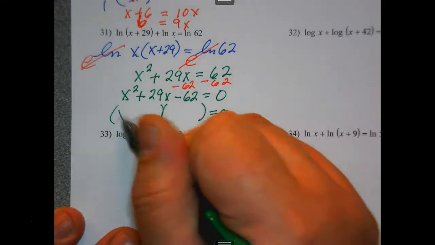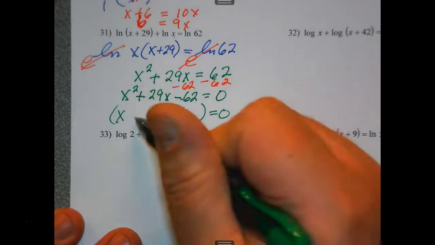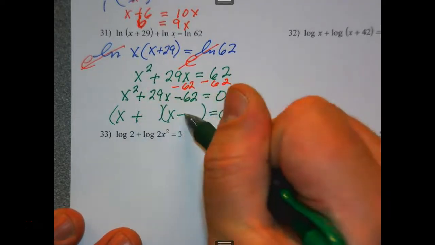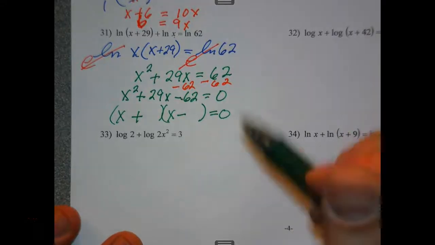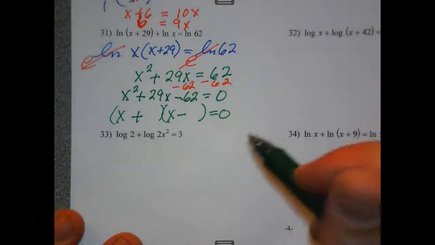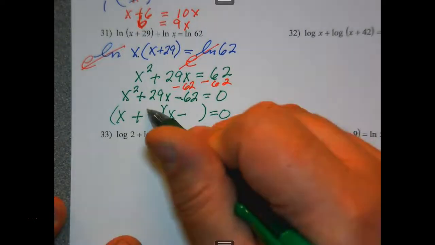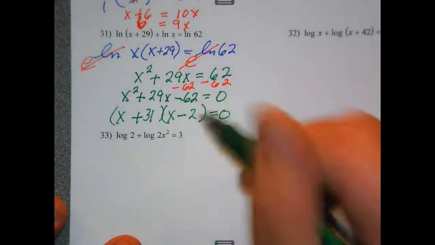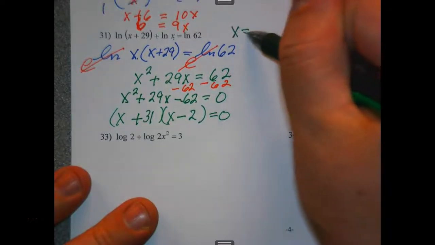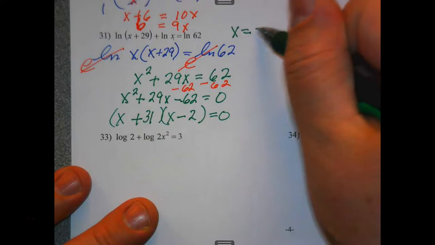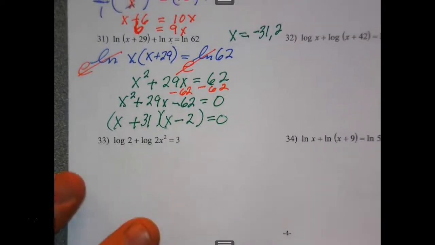Only way to get x squared is x times x. This is a minus. They multiply to a minus, so I have to use a plus and a minus. Two numbers that multiply to 62 and add up to 29. That's right, 31 and 2. What does x equal? Do we have to check them? Yes, this time we have to.